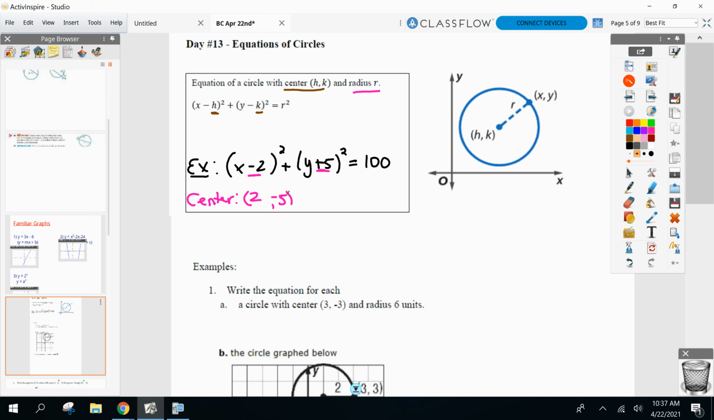The other thing you can peel off from this equation is how long the radius is. The radius length is not 100. The 100 represents whatever the radius length is squared. So if I see 100 there, what's the radius length? 10. Sophia, go ahead, ask your question.